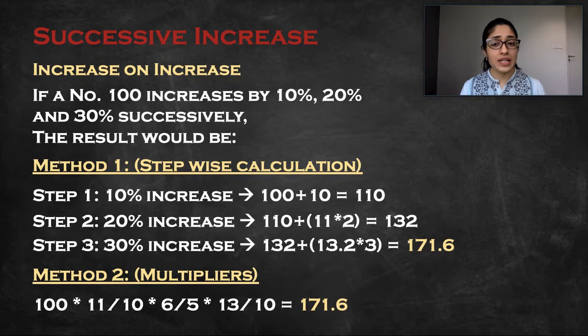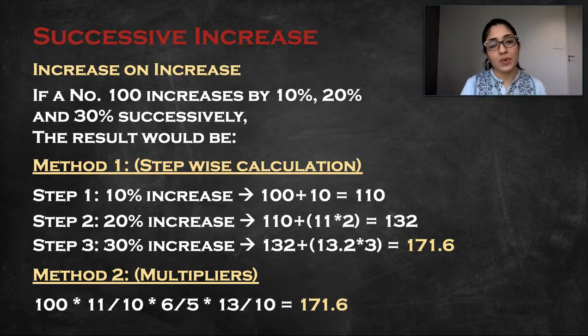So 100 into, now when I have to increase by 10%, my multiplier becomes 11 by 10. When I have to increase a number by 20%, which is 1/5 of a number, my multiplier becomes 6 by 5. It comes from 1 plus 1 by 5. And if I want to increase a number by 30%, so 30% is nothing but 3 by 10 of a number. So increasing any number by 3 by 10 gives you 13 by 10.